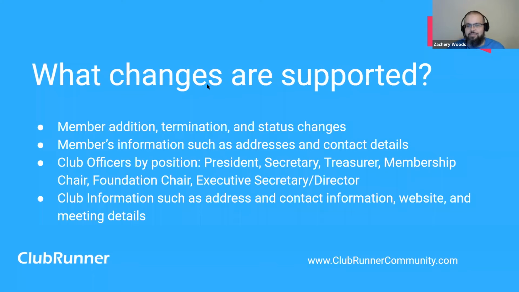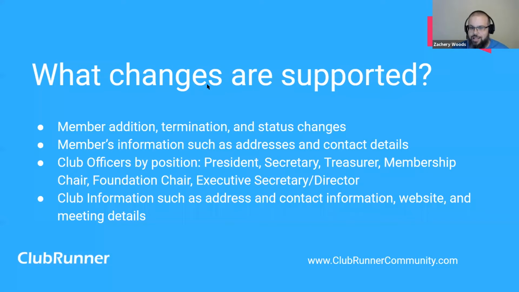As a brief overview of all the things that we integrate and support: adding your members, terminating your members, and changing their status, so moving them from active to honorary or honorary to active, and even reactivating old members who have left and are returning. Individual member information such as their address and contact details, so their email address, name, phone number, gender, all of those fields are marked and will sync up to Rotary when changes are made in Club Runner.